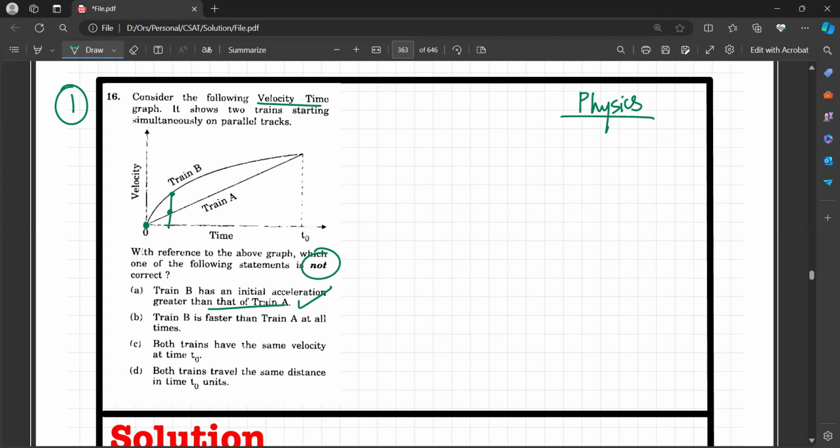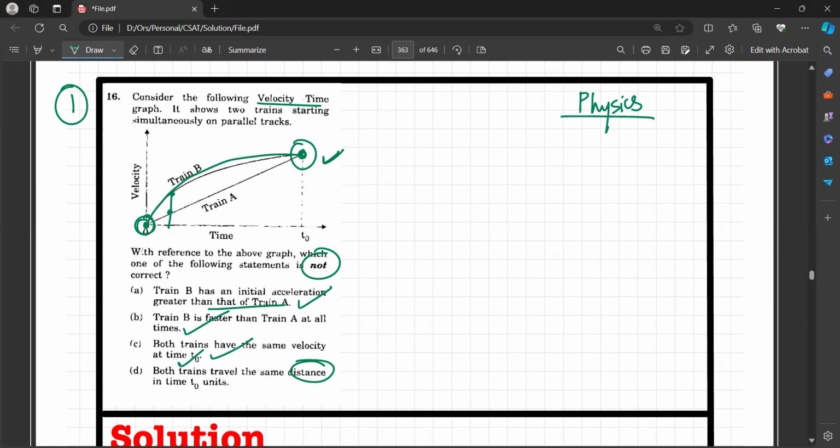Train B is faster than train A at all times. Yes, train B's graph lies above train A, so that means its velocity is higher than train A. So this is also correct. Both trains have the same velocity at time t naught. At the time t naught, both have the same velocity. Perfect. Both trains travel the same distance in time t naught units. Yes, at time t naught they have the same velocity.